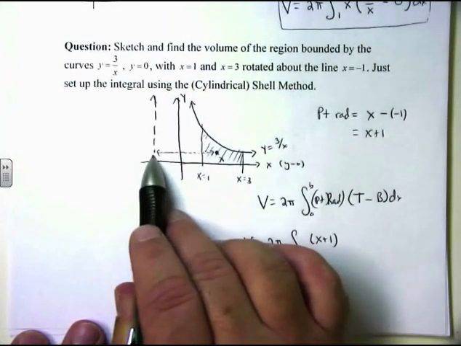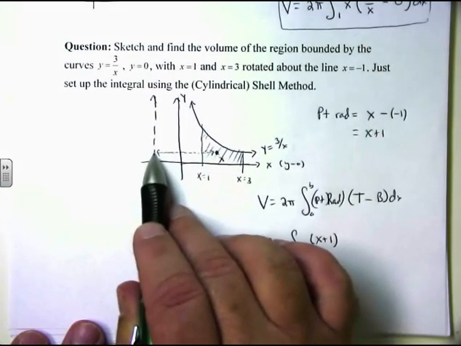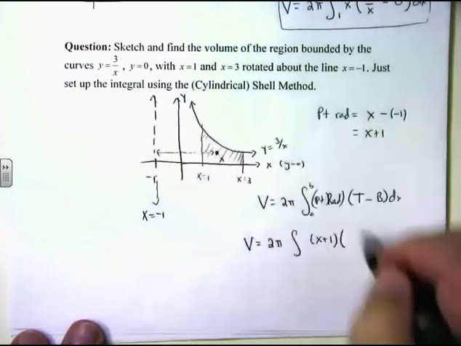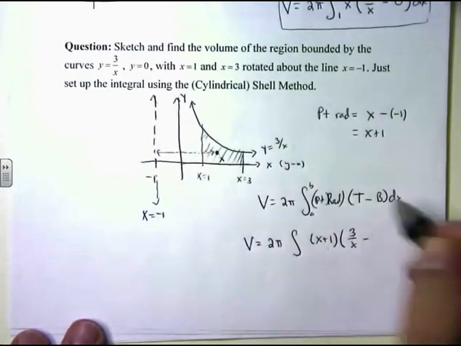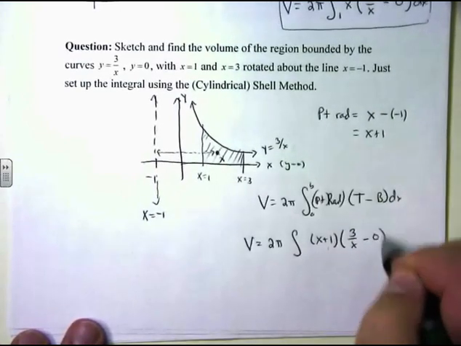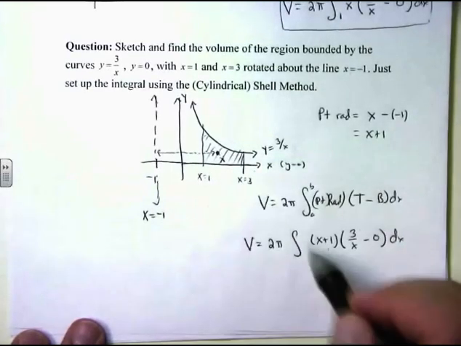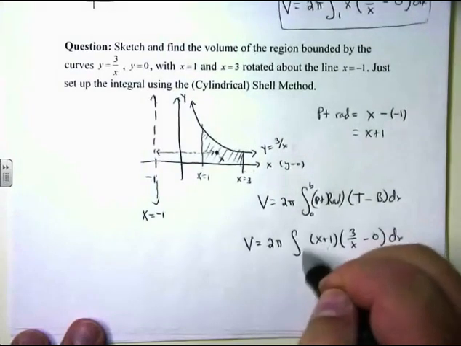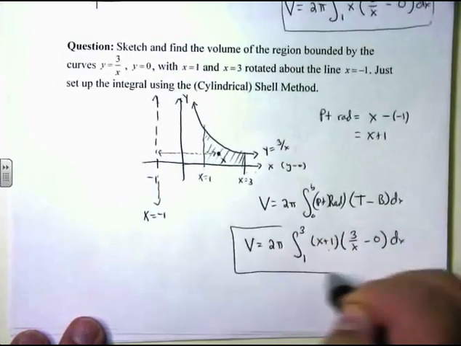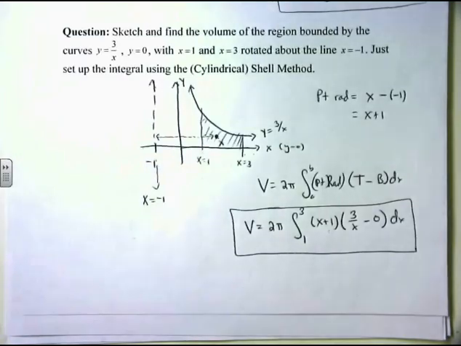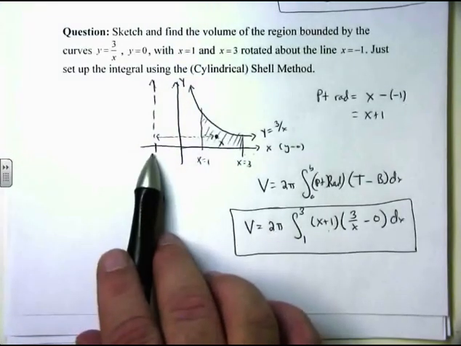So in this case, the point radius: arbitrary point x is in the middle, negative 1 is on the left. Right, x minus negative 1 is x plus 1, times the function on top, 3 over x, minus the function on bottom, 0, dx. My bounds, the region goes from 1 to 3. So here is the formula that will give me, using the cylindrical shell method, the volume of taking this region and rotating around the line x equals negative 1.